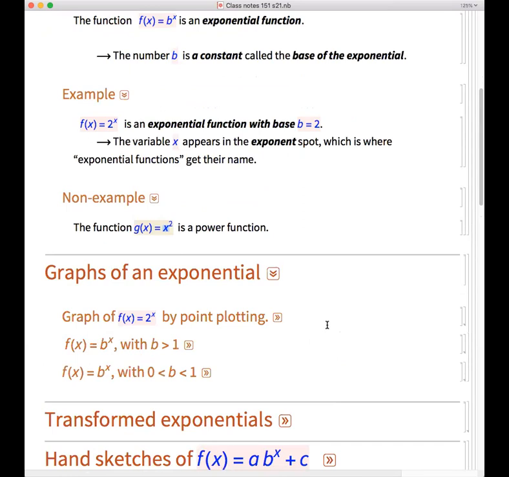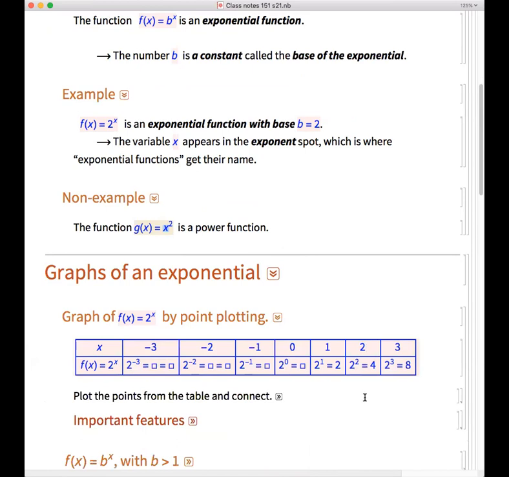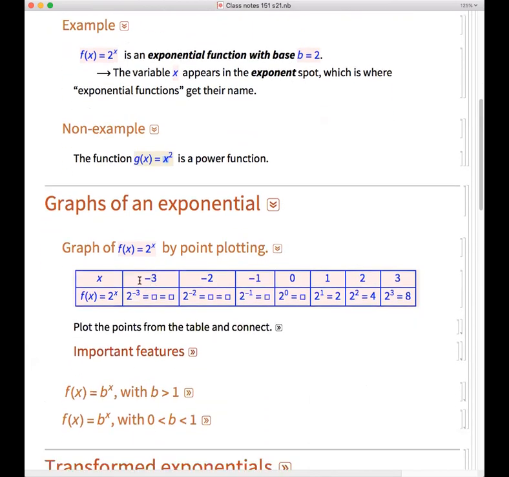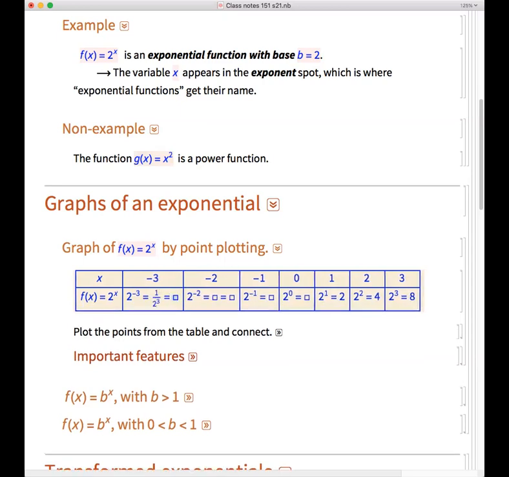Okay, so we want to study the graphs of exponential functions, and we'll do that first just by point plotting. So we'll look at the graph of f of x equal 2 to the x. So we'll plug in the x values -3 through 3 and see what the y values are. Okay, so 2 to the -3, well, you have to remember the rule of exponents here. That's 1 over 2 cubed, so that's 1/8. 2 to the -2, that's 1 over 2 squared, and so that's 1/4.